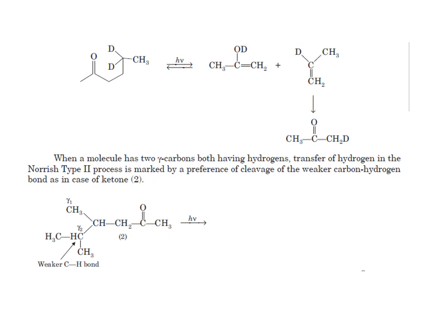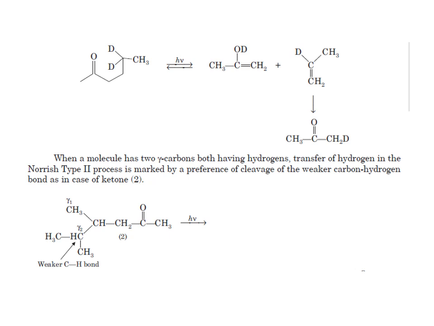So this is the example which can confirm that this system produces an alkene and this is the ketone. Initially the enol form is produced, which can tautomerize to the ketone, which confirms the intramolecular hydrogen transfer from the gamma carbon atom.